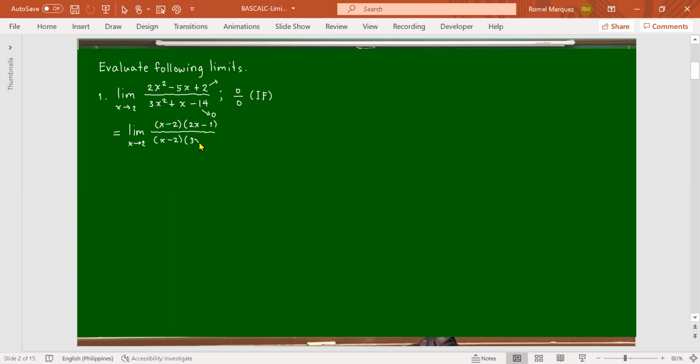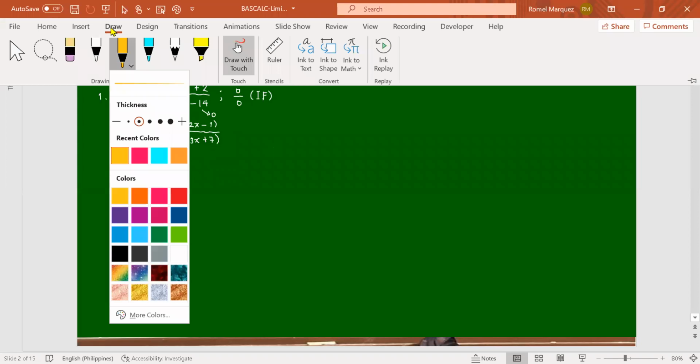So we get 3x. To get negative 14, we have, positive must be positive here, 7. 3x plus 7. Let's check if we get the middle term. Negative 6x, positive 7x, so that is positive x. Okay, guys? So from there, we can now, what?